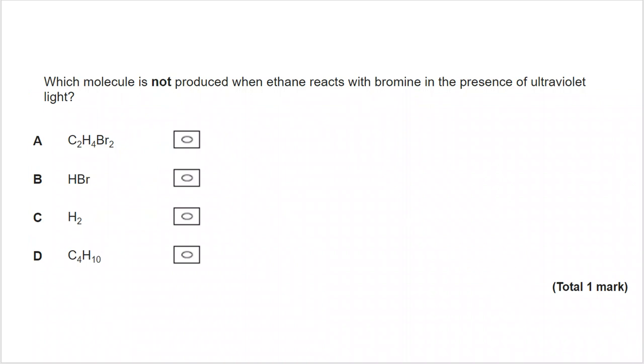So which molecule is not produced when ethane reacts with bromine in the presence of UV light? Well, we want the one that's not. That's important. We're focusing on the wrong answer, essentially. The wrong one is the right one. Now, could we make D, C4H10? We absolutely could, because we're going to end up with ethyl radicals. And if 2 of those join together, we make C4H10.